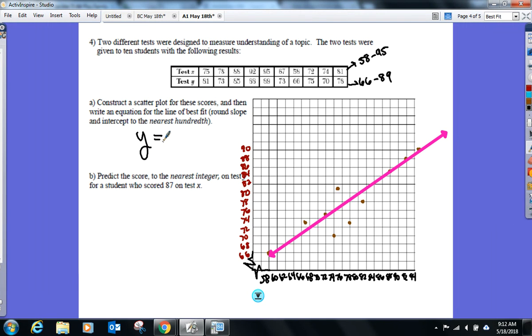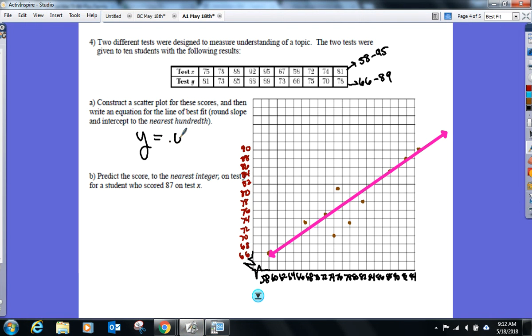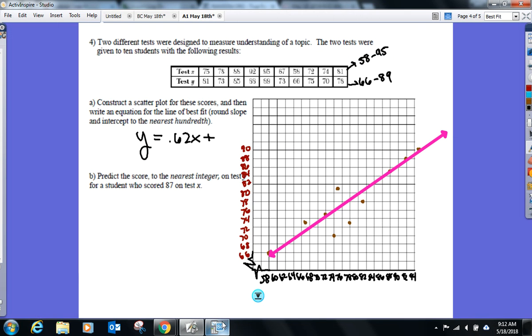Somebody round the A value right now in your calculator to the nearest hundredth. 0.62. Yep. So 0.62x plus B value rounded to the nearest hundredth, 29.18. Calculator did all the work for you.